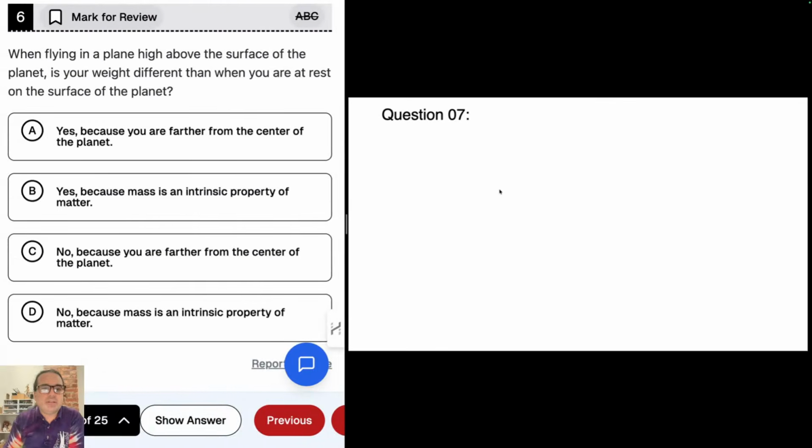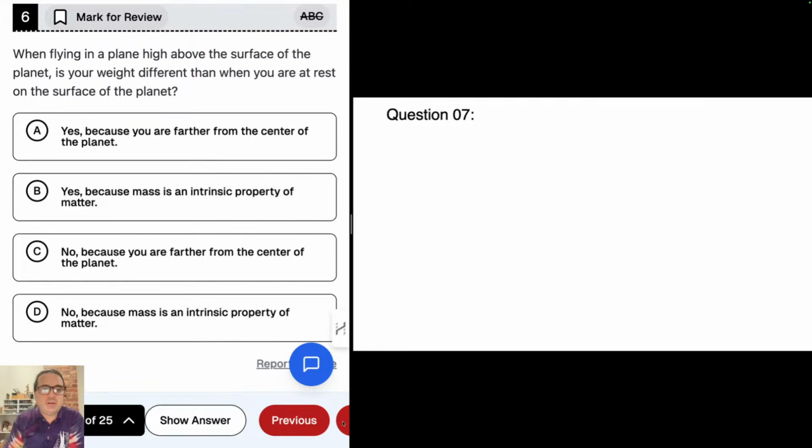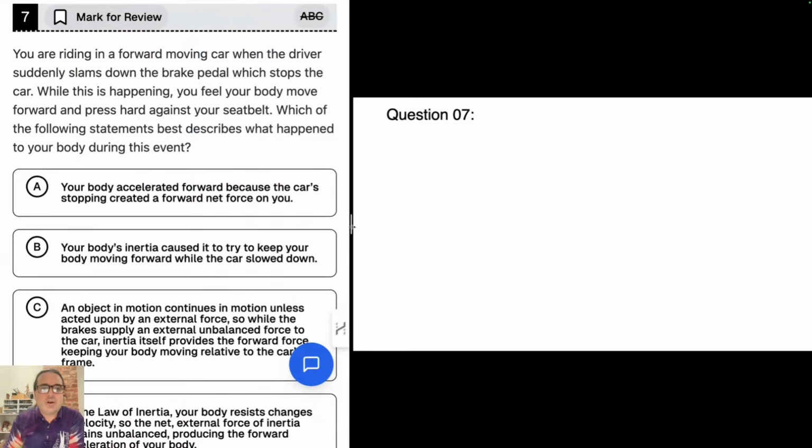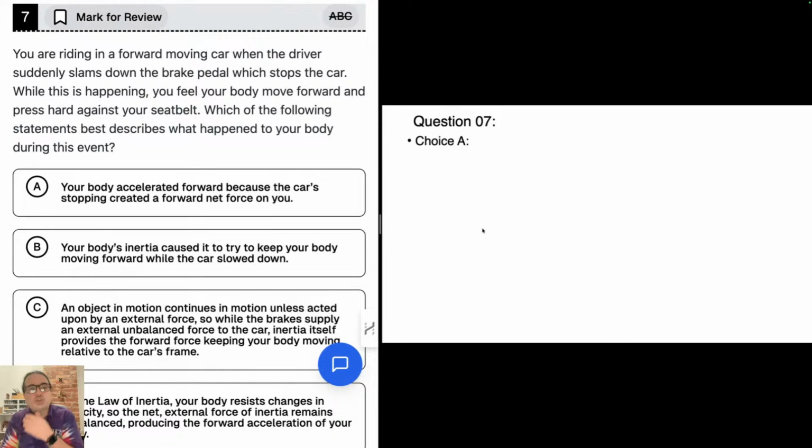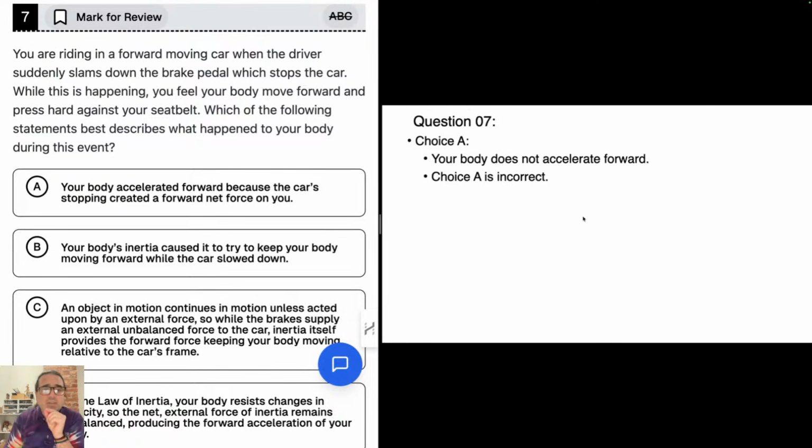Coming back here, moving forward to question 7. Okay, so you are in a car, question 7. Okay, so choice A. Your body does not accelerate forward. This is a very important thing to recognize. Choice A is incorrect, okay? So your body does not accelerate forward. The car is slowing down. The car is accelerating backward, which makes you feel like you're accelerating forward, but your body just keeps moving forward. Your body is actually accelerating backward just slightly less than the car. So realize your body does not accelerate forward.